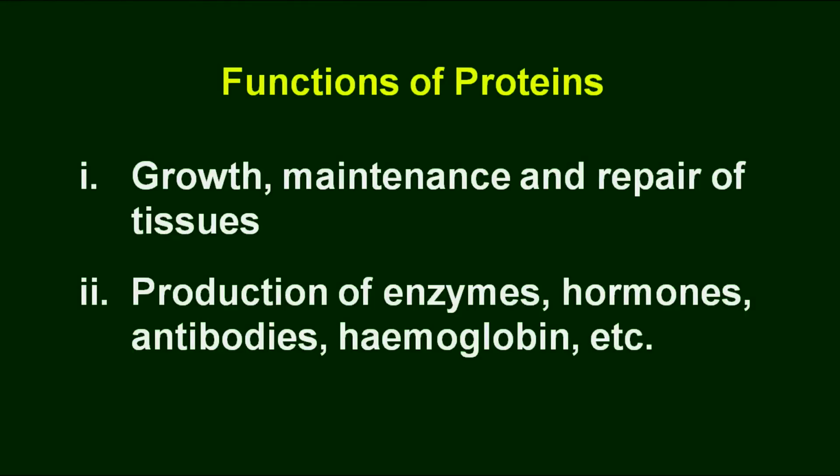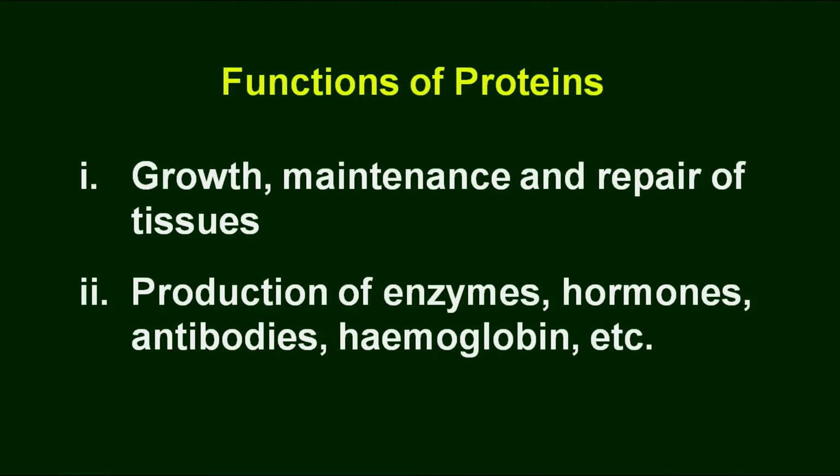enzymes, hormones, antibodies and other proteins like hemoglobin, which carries the iron throughout your body and participate in oxygen carrying capacity and reach that oxygen inside the body. So, production of enzymes, hormones, antibodies and other proteins are essential and they are made up of proteins only.